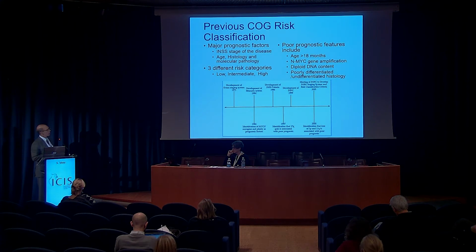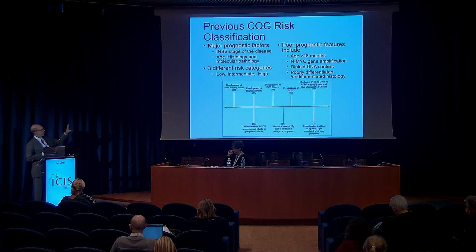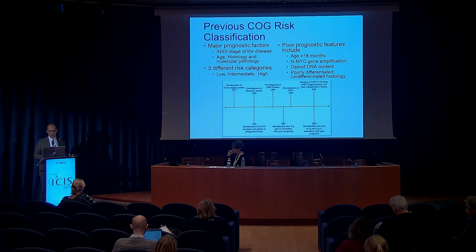So you're probably all aware of the INSS classification, and the staging schema and the risk classification has evolved over many years. It began back in the 70s with the Evans staging system, which then was followed by the addition of MYCN amplification to help risk stratify. Out of that arose the INSS classification and the low, intermediate, and high risk classification. And that's where we sort of stayed for a while, and the INSS classification is one that I think most of us are aware of.